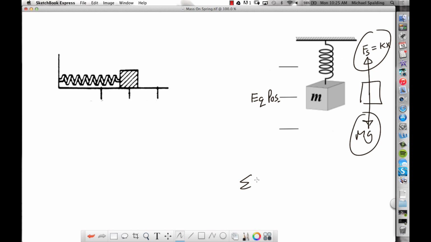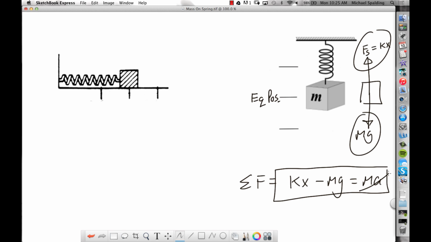In fact, sum the forces. You sum the forces, you get kx up, mg down. The sum of the forces equals ma. But if it's at rest, the acceleration is 0. So therefore, kx equals mg. Now look, this is one way you could find the spring constant. What must the spring constant be? mg over x, where x is how far the spring was stretched to get to that equilibrium position.